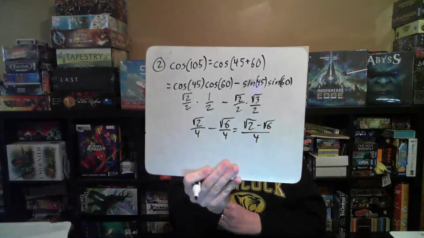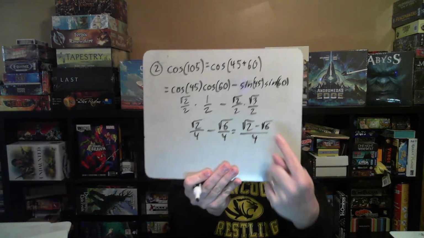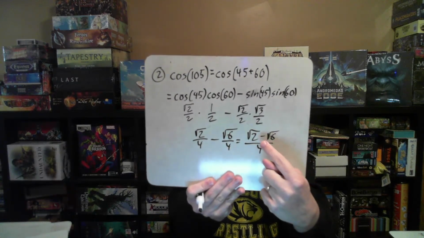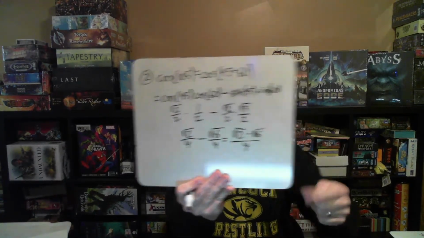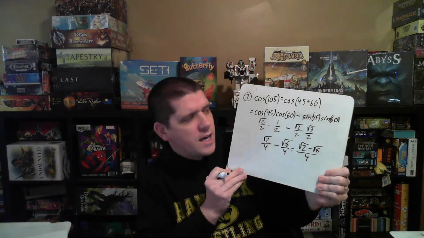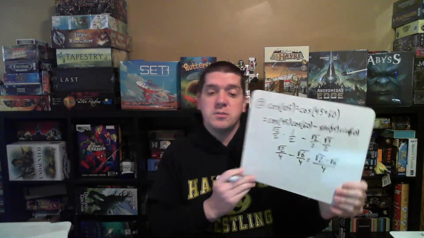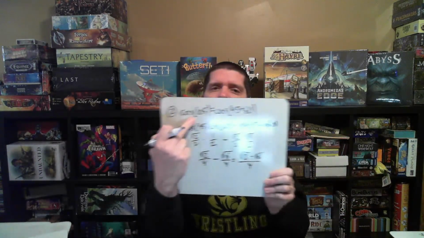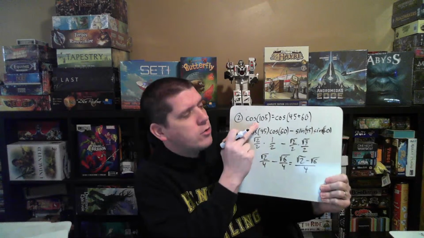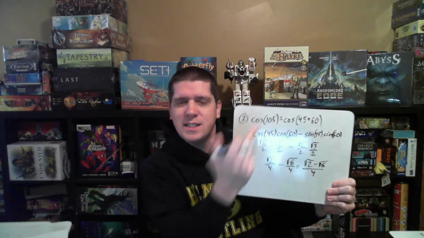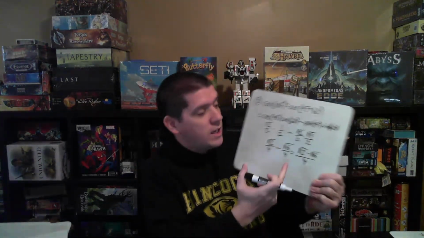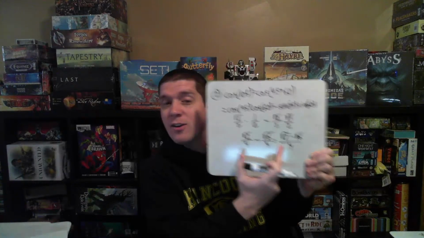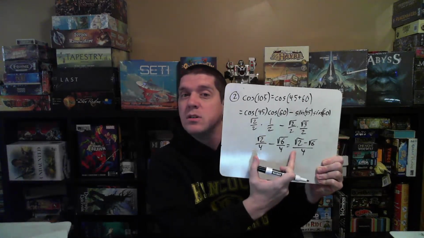Now, as you look at that, I do want you to think for a second: if I have the square root of 2 minus the square root of 6, isn't that going to give me a negative answer? The answer is yes, because 105 is in the second quadrant, and cosine in the second quadrant is negative, so it makes sense that our answer is negative. Again, these things all make sense when we add them into the ideas that we've already talked about.